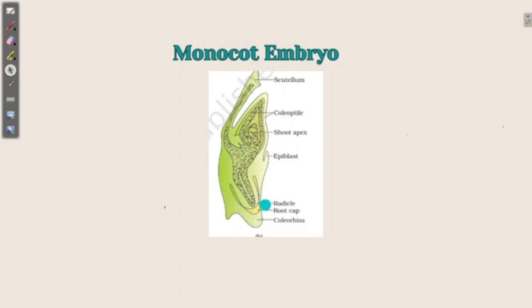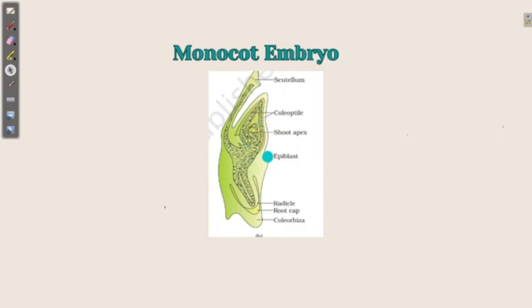And in the embryonal axis towards the lower end is the radicle with a root cap, and an undifferentiated sheath is found, which is called as coleorhiza, and the embryonal axis above the level of the attachment of scutellum. So here the scutellum is attached. Above the level of the attachment of scutellum is the epicotyl or the coleoptile, and this has the shoot apex. And the sheath found here is a leaf primordia or the primary leaf, and it is coleoptile. It covers the shoot apex.